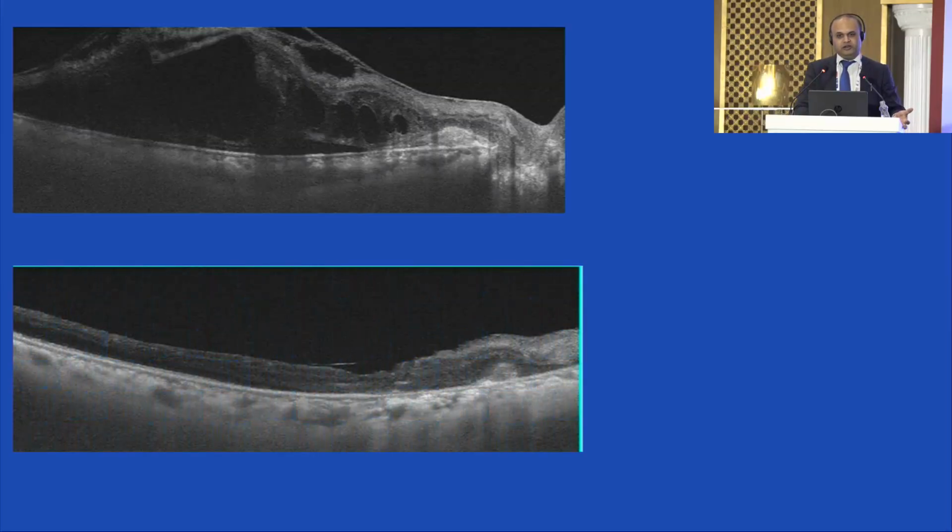End up putting oil. The choice of 5000 versus 1000 will be based on your discretion, but if you've got just a localized detachment, probably you can use a 1000 centistroke oil. But for other cases, it makes sense to keep these eyes under silicone oil tamponade for a longer duration. So you put 5000 centistroke of oil.